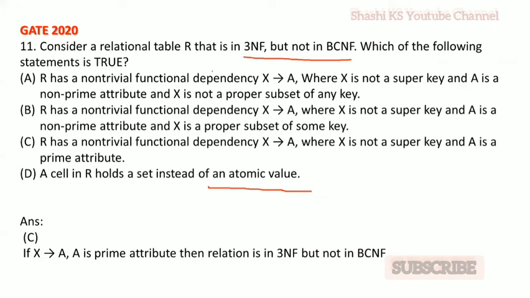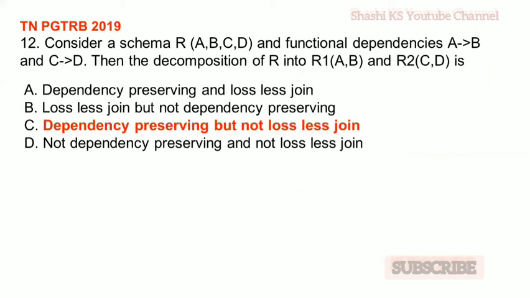If you consider options A, B, and C, the relation is not in BCNF, and they say that X is not a super key. If it has to be in BCNF, then X has to be a super key. So we have to consider options A, B, and C. Out of that, if X is not a super key, but the relation R has to be in third normal form, then at least A has to be a prime attribute. That is satisfied only by option C. So option C is the right answer for this.